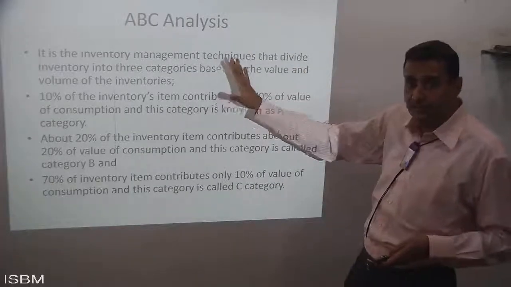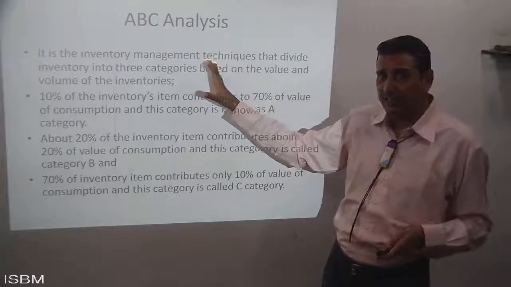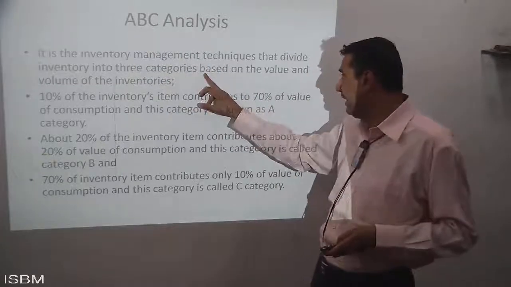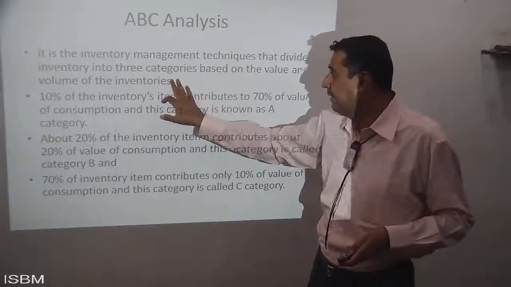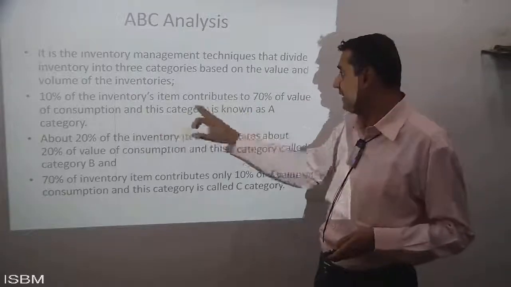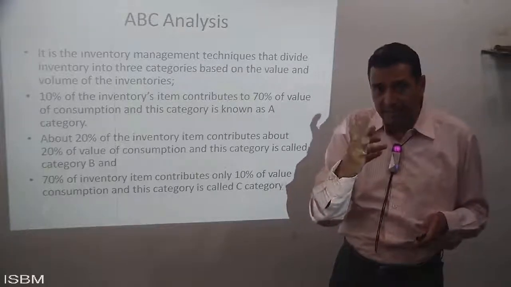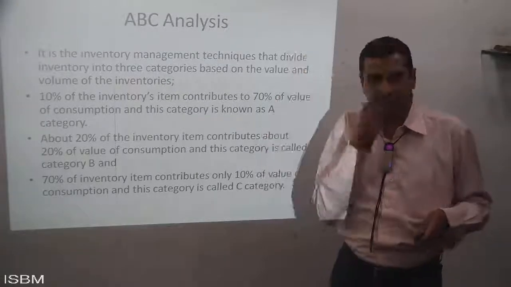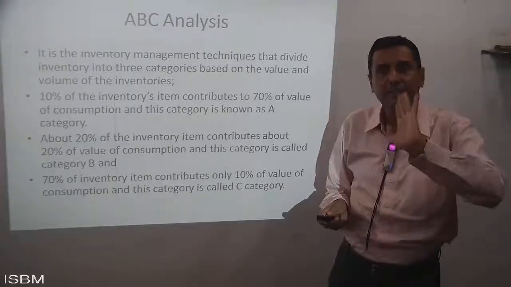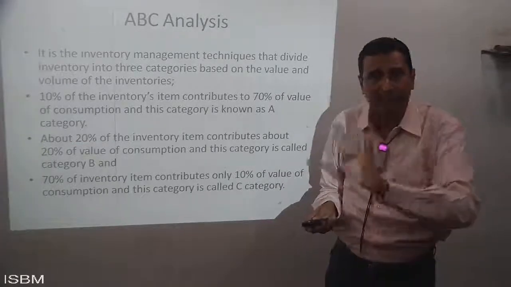This is another tool, ABC analysis. What does ABC analysis talk about? This is another classification of the tools which the company is using. It is an inventory management technique that divides inventory into 3 categories based on the value and volume of inventory. Sometimes the company tries to monitor the inventory based on the quantity and value of consumption. So they divide the inventory into ABC analysis, that is, always better control.